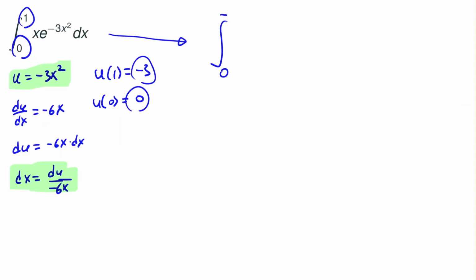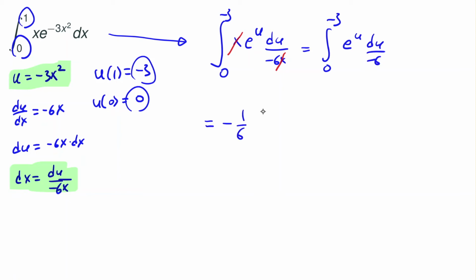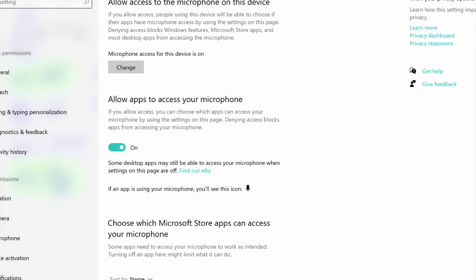We have from 0 to negative 3, x e to the u, because that's what we decided u to be. And dx is du over negative 6x. And we'll see that this 6x and x cancels out. So we have 0, negative 3, e to the u du over negative 6. This negative 6, we can take it outside of the integral. So we have negative 1 over 6, 0 to negative 3, e to the u du. Okay.